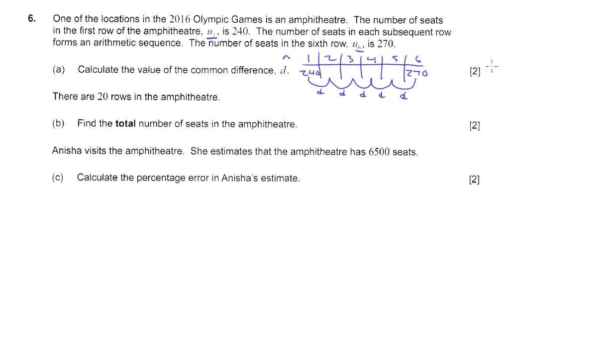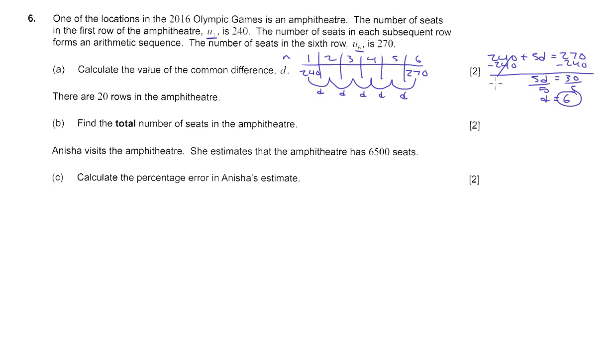right? So we know that if you start with 240, and then you add 1, 2, 3, 4, 5 D's, and add 5 differences, that should give us 270. So now we would just need to solve for the D. So subtract 240. And that gives us 5D equals 30. Divide by 5. And we get D equals, the difference would be 6. Okay? And that would be worth 2 points.